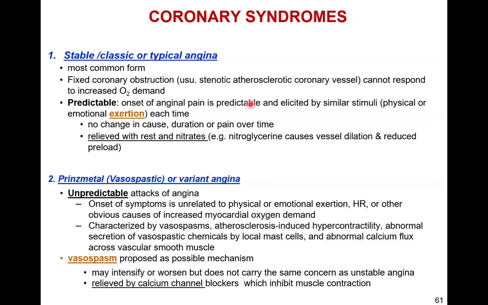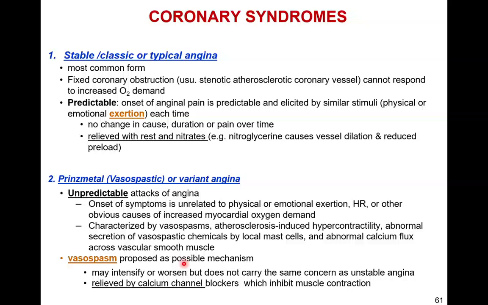So when you talk about a plaque, you can understand how that impedes blood flow. When you talk about a vasospasm, again, you're reducing the size of the lumen simply by a different mechanism, but the end result is the same. And what you want to do in this case is inhibit muscle contraction, which is what vasospasming does.